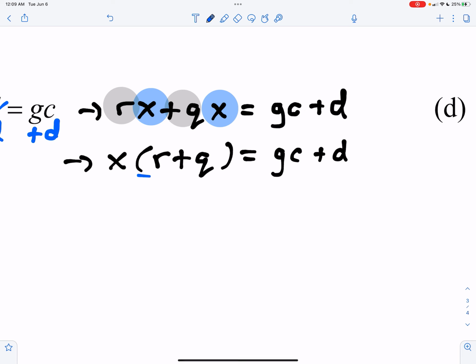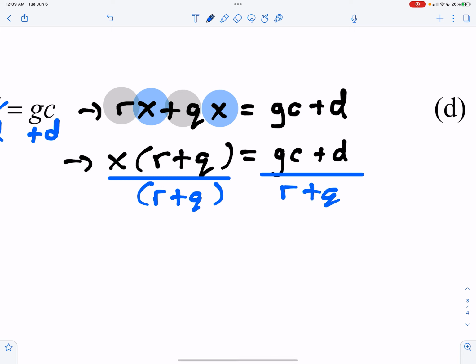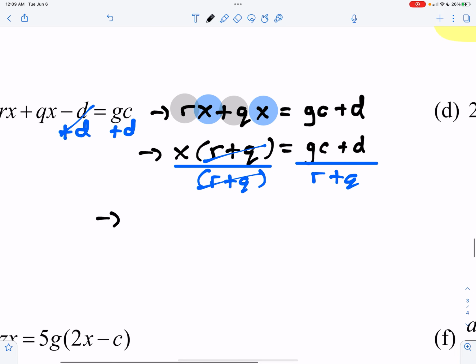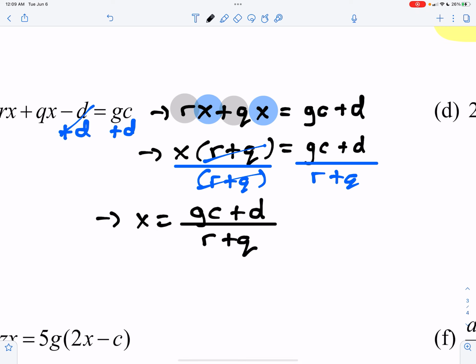Okay, there is actually one step left. In order to get x by itself, you simply have to get rid of r plus q. Well, x is being multiplied times r plus q. So we have to do the opposite of that. We're going to divide by this product here, r plus q, to both sides, of course. Cancels, and you guys got x by itself. So x is equal to g times c plus d, all over r plus q.